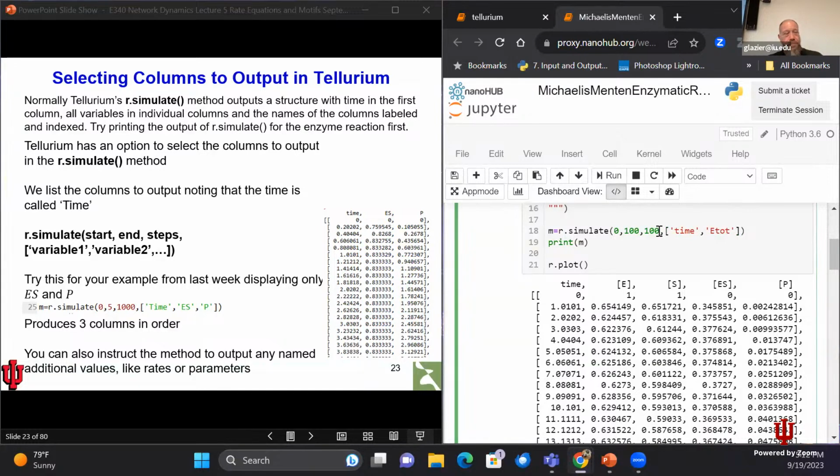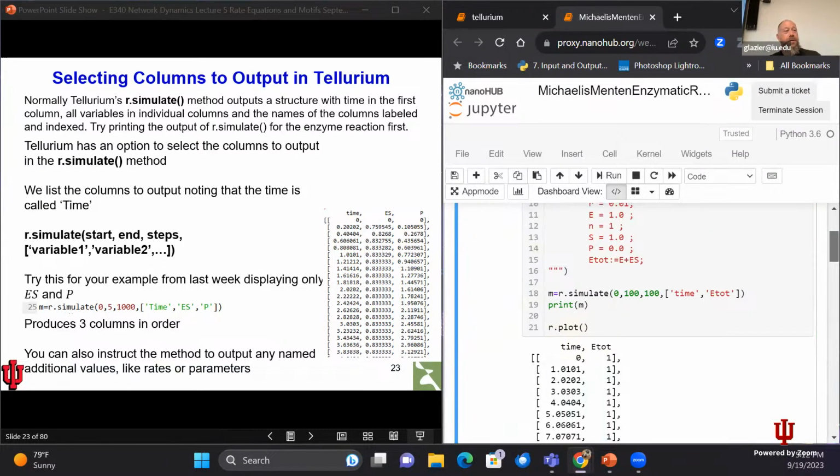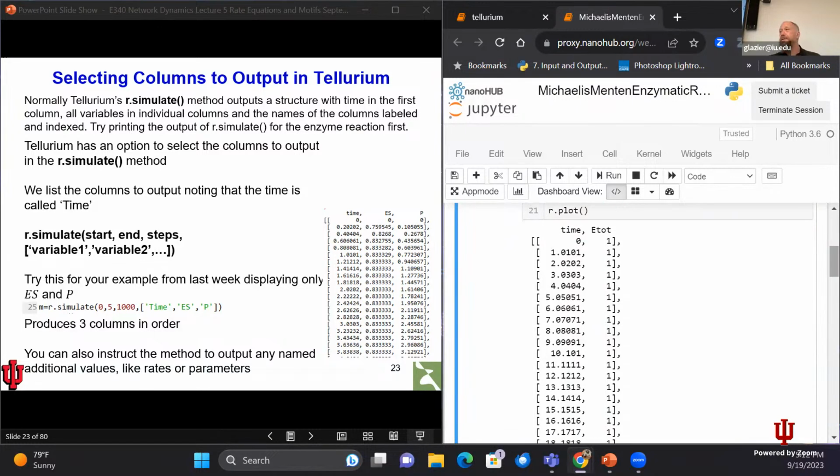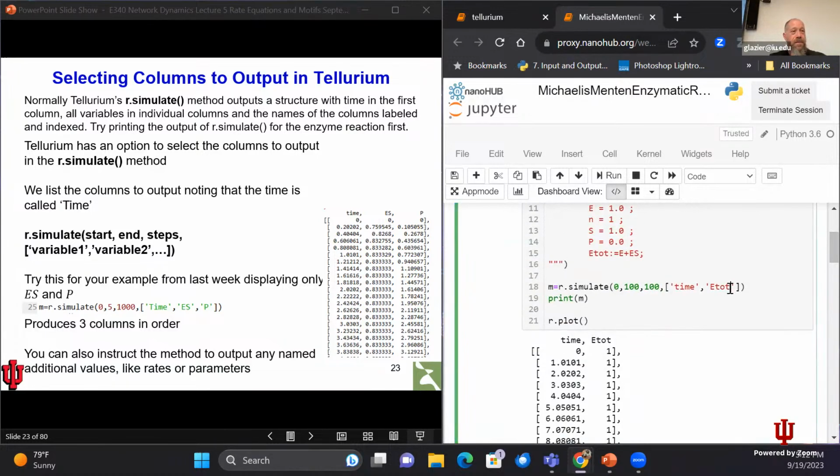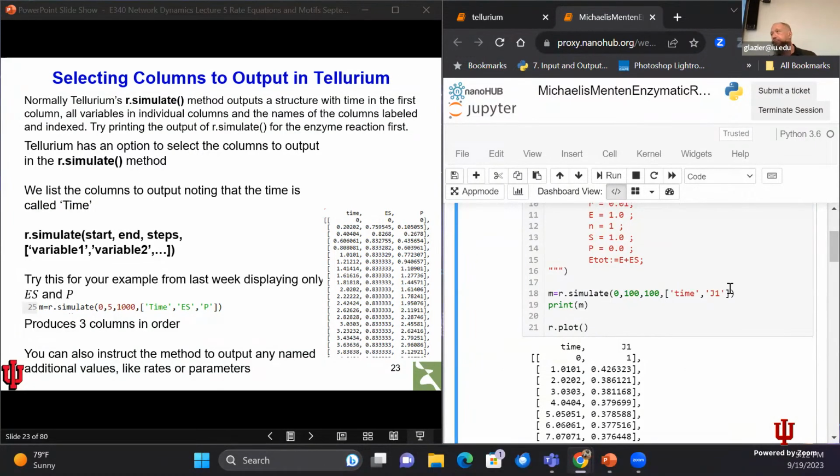Okay, and now I'm going to run that, and now, William, are you satisfied? Yeah. So now I can tell it which ones I want. Or if I want that rate, J1, it'll give me the rate. And so it's calculating all those extra ones, but it doesn't automatically output them. I have to ask it to output them.